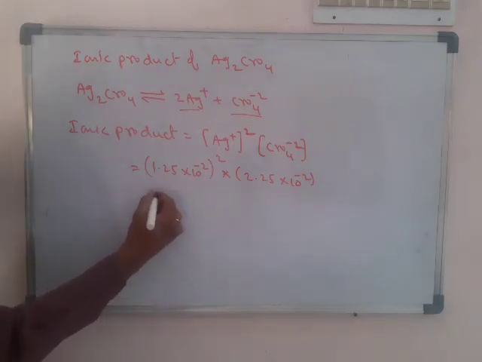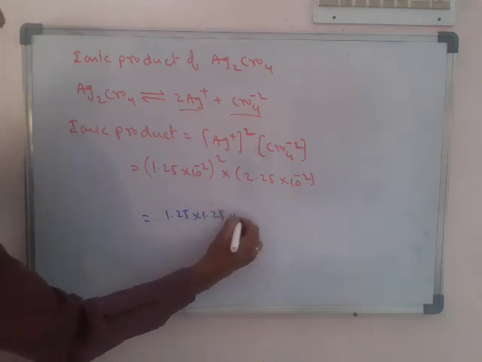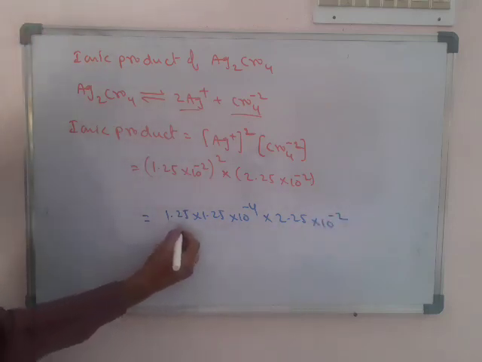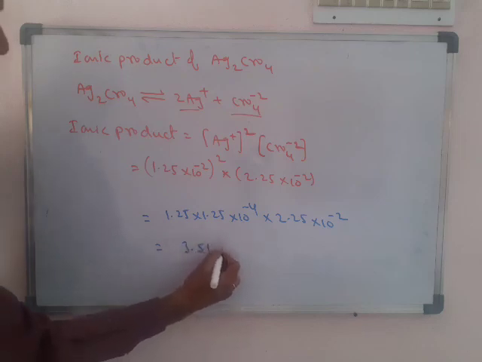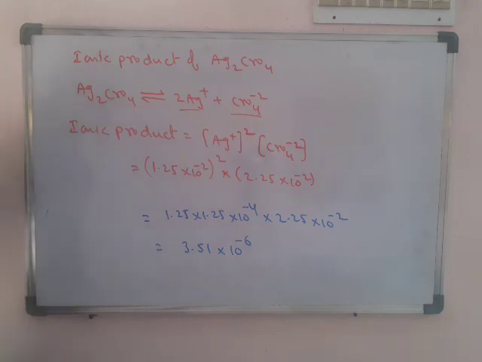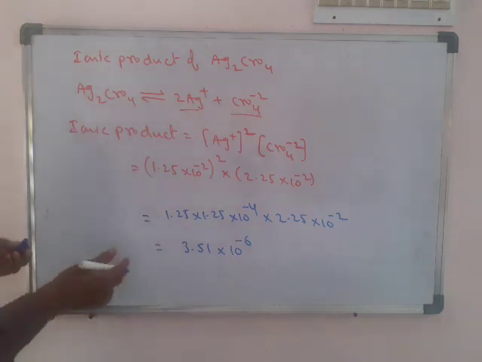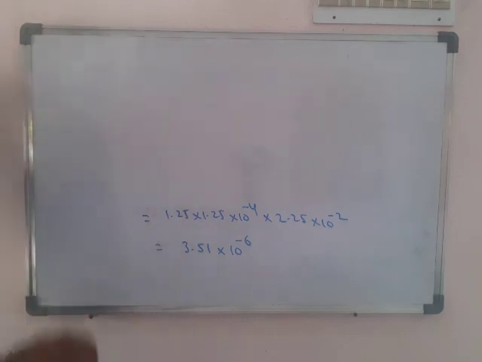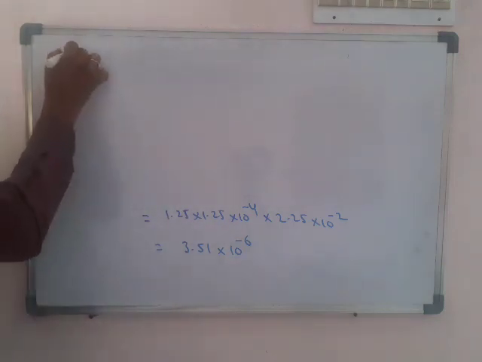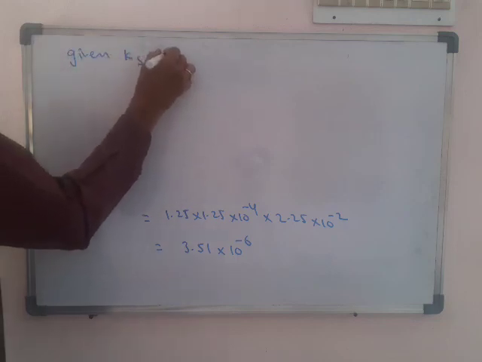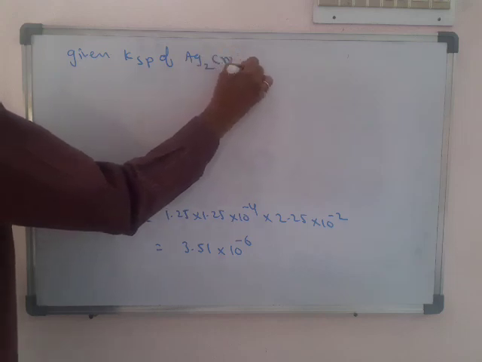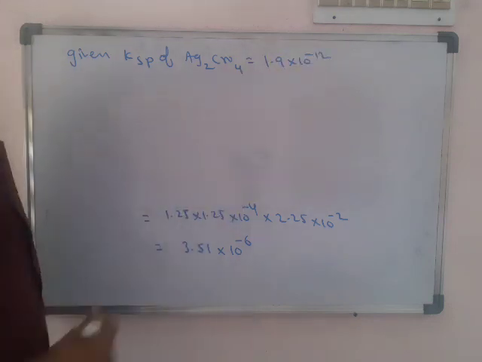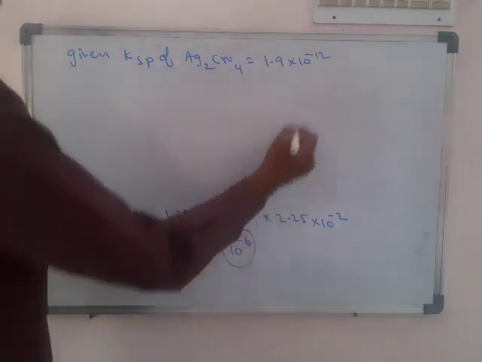So on this overall calculation we will get, actually it is only a calculation, so 10 power minus 6. We have to compare this ionic product with the solubility product. What is the given Ksp of silver chromate? We know that 1.9 into 10 power minus 12 is given. So compare this: this is 10 power minus 6, and that is 10 power minus 12.